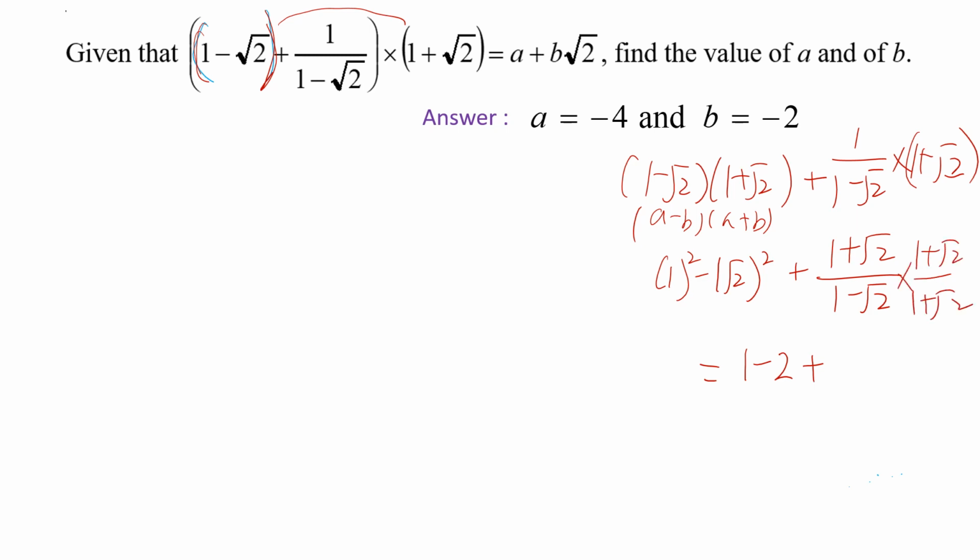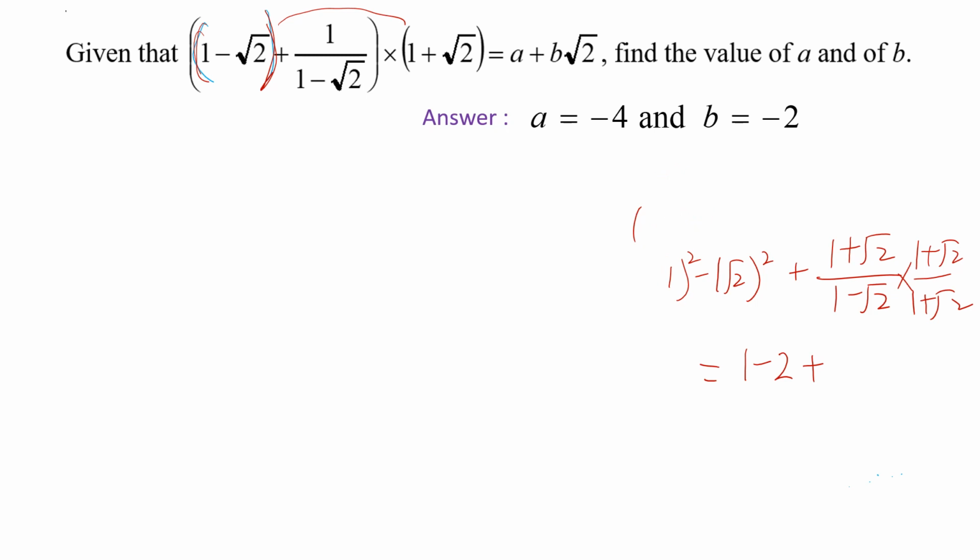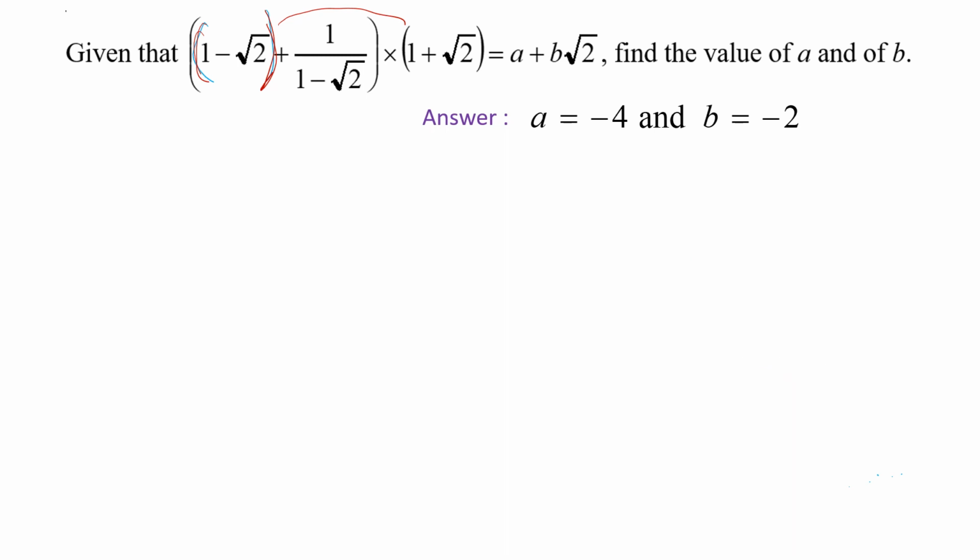So again, this one is quite long steps. If you want to do that, you must be very careful with the calculations. So what I'm going to show you is a rather easy one, or not really easy, but maybe I should say a more efficient one. What I did here is basically I rationalize the one highlighted in yellow first.